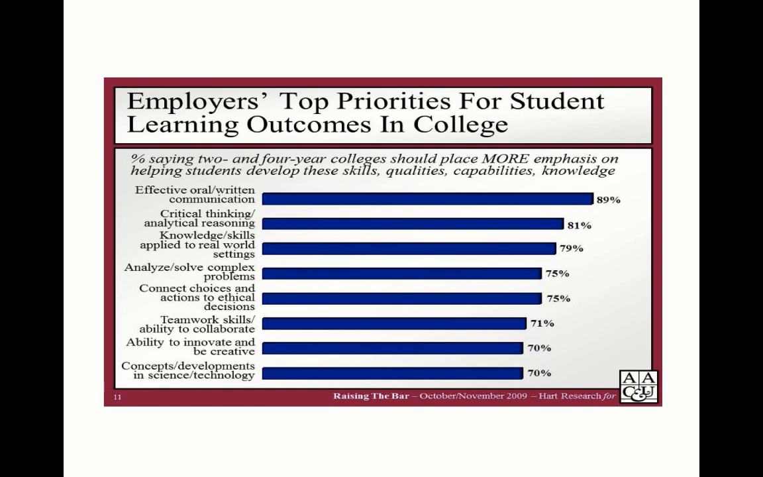I want to talk about the reasons for the way this course is structured. It's inspired by a survey that was done with employers. They asked employers what skills they want to have in college graduates. And the top things that employers are looking for in college graduates are being able to communicate effectively, oral and written, be able to think critically, be able to analyze, be able to apply information to the real world, be able to solve complex problems, be able to make ethical decisions, be able to work in a team and collaborate, and be able to be creative and innovative and have some knowledge of science.